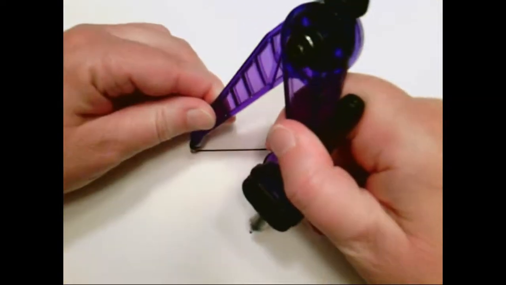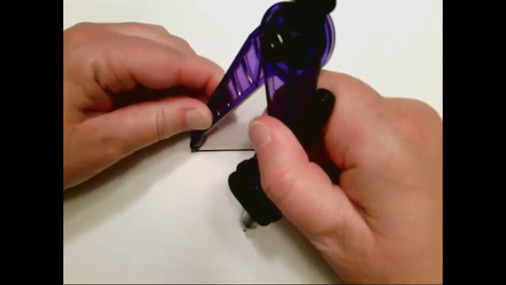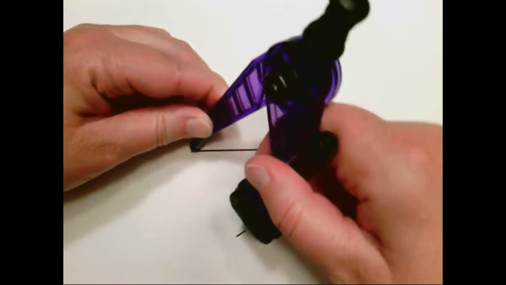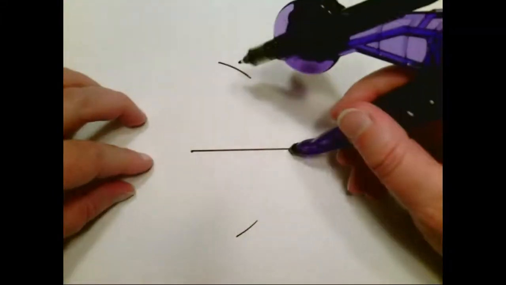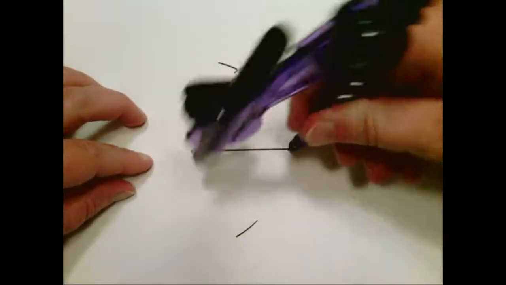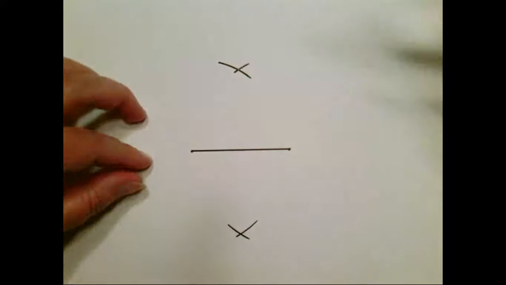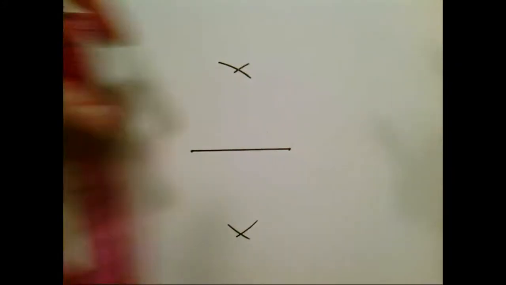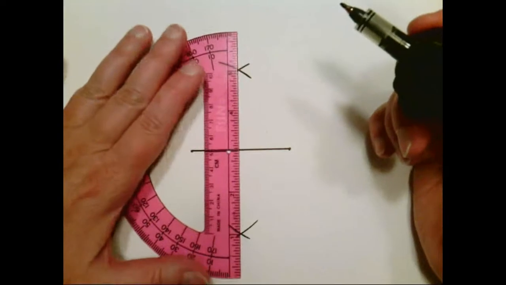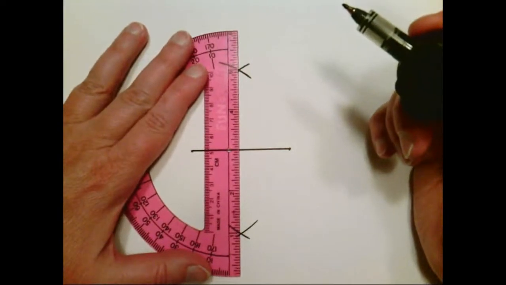So we're going to spread the compass a little wider than half the distance between those endpoints. We'll make arcs above and below, and we know that if we connect those intersections, we will have the perpendicular bisector of that line segment.